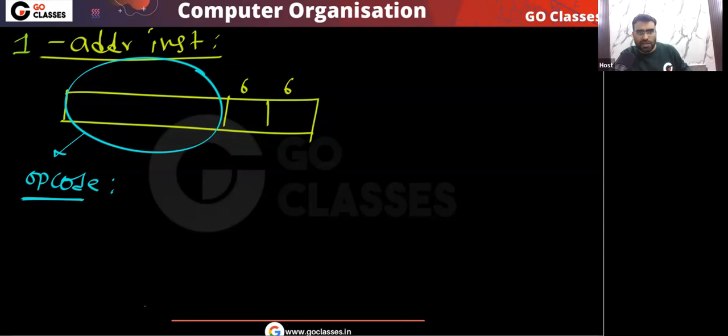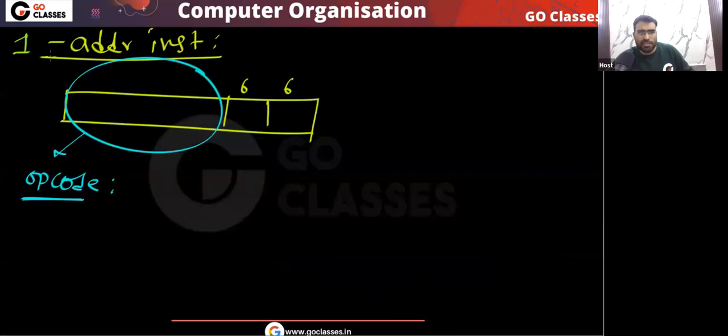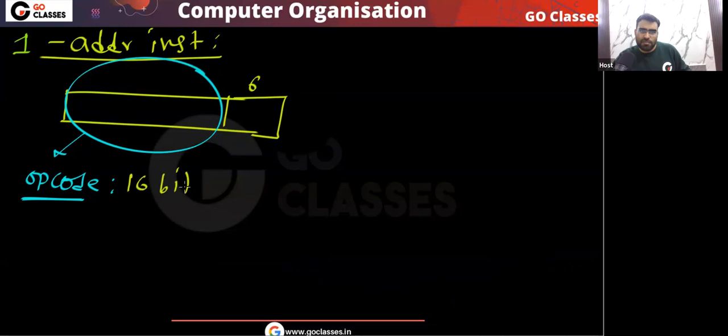Directly we have 1 address, because you can see we have 3 address and then directly 1 address. We do not have 2 address instructions. Is this clear? Remember, we directly have 1 address instructions. So these are the 6 bits, and the opcode size is 16 bits.